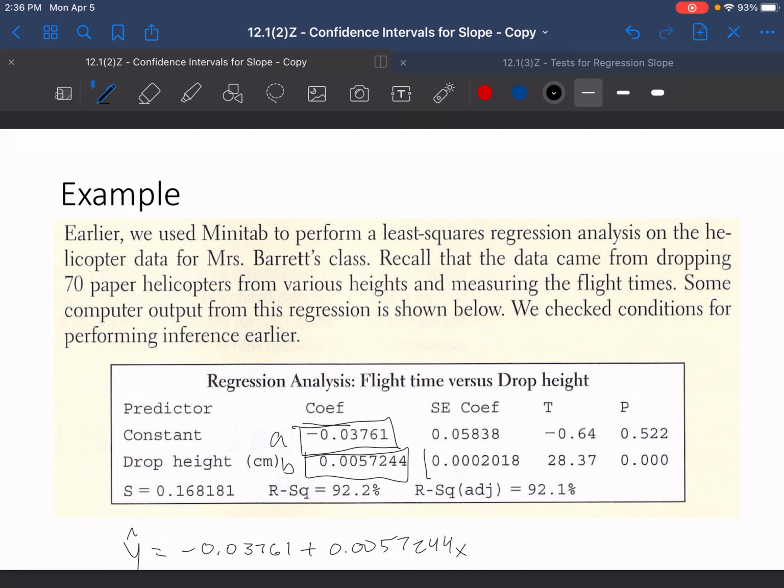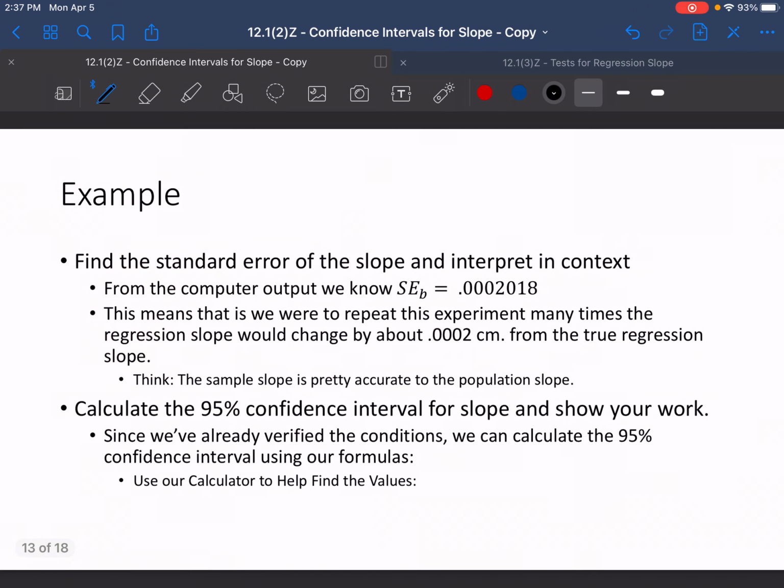The third important value is represented by this right here, and that represents your standard error, or the standard deviation of the slope. So your standard error is essentially just 0.0002018. Those are the three values that I have seen the most in the problems you will look at in this lesson. So keep in mind that the first value under coefficient represents your A, the second one represents your slope, and the third one on the right represents your standard error or standard deviation of that slope.